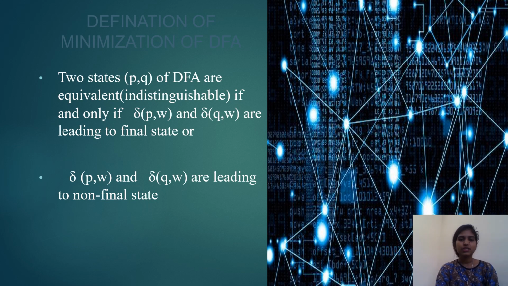Two states P and Q of a DFA are equivalent, and they are distinguishable if and only if, for some input, P and Q lead to final states, or P and Q lead to non-final states. These two are the non-final states which it is leading to.